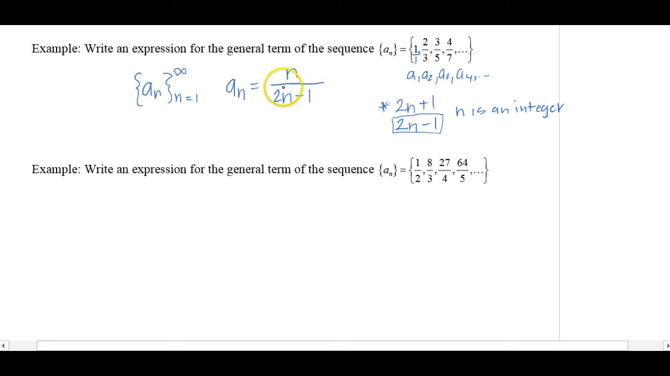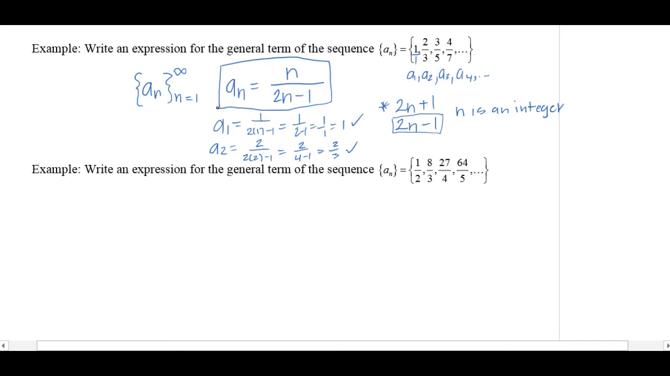So we should always test it out for a couple just to reassure ourselves. So if I substitute in 1, a1 is going to be 1 over 2 times 1 minus 1. So that's 1 over 2 minus 1. So 1 over 1 gives me 1. Perfect, that works out. A sub 2. Well, I plug in a 2 for n now. And then 2 times 2 minus 1. So that's 2 over 4 minus 1. Or 2 over 3. That works. And this is the correct expression for the general term. So it will continue to work for the remainder of the terms that we have shown.